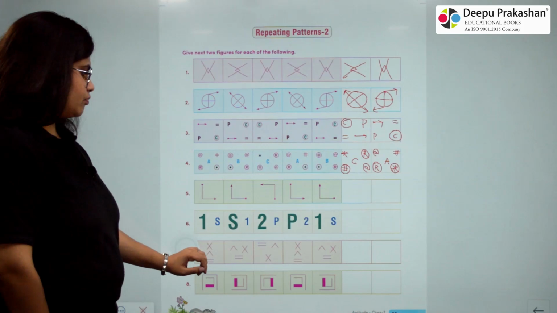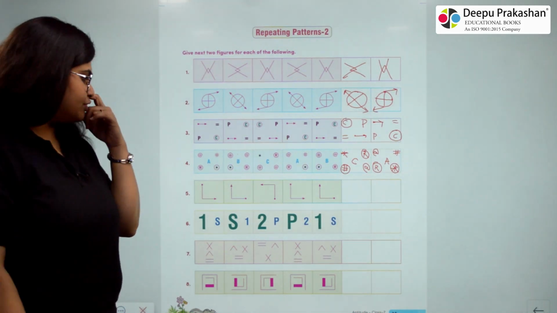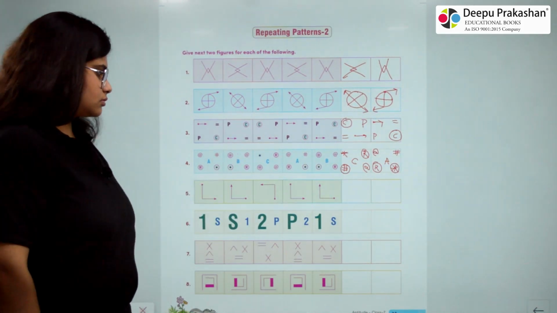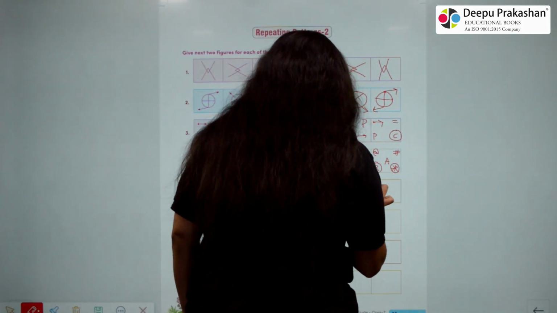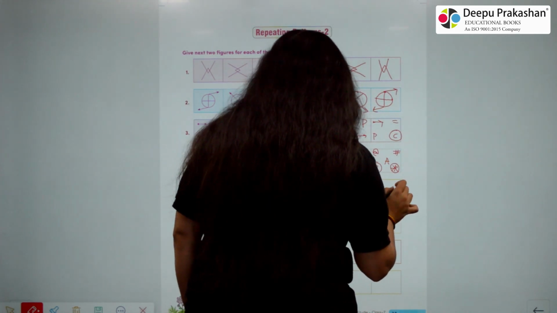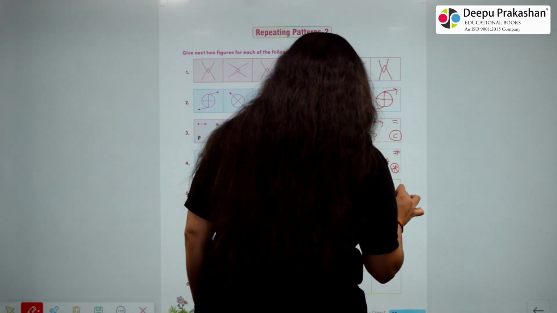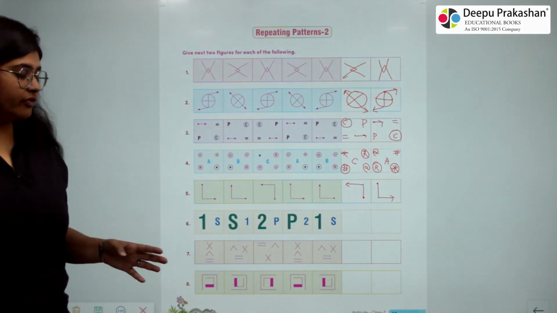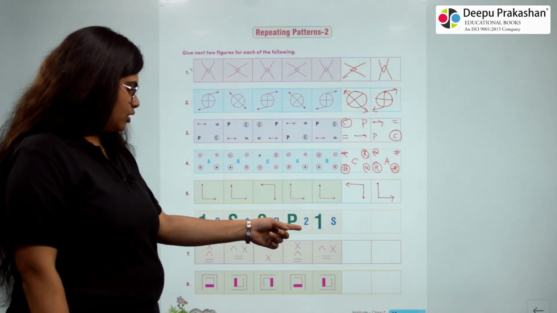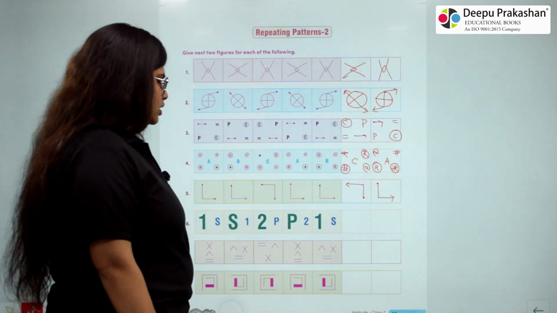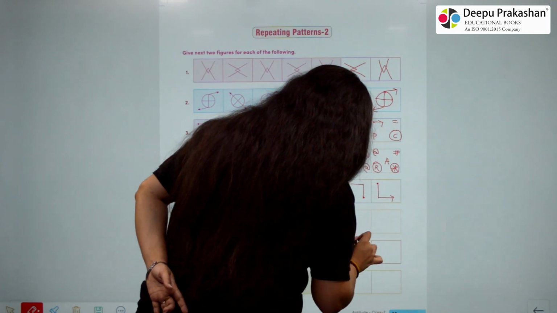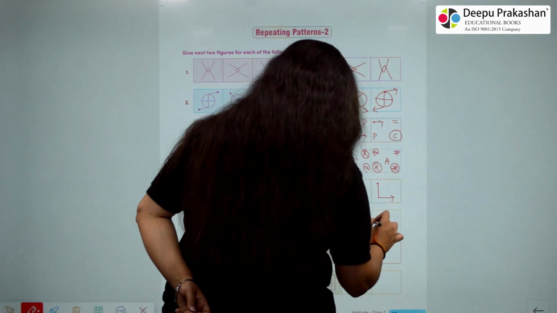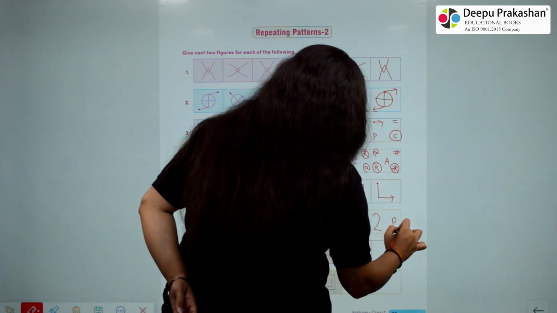5. Here also we have three types of figure, 1, 2, 3, then 1, 2. So after 2, the third figure will come, and after 3, the first figure will come. 6. Here we are given 4 figures, 1, 2, 3, 4, then again 1. So after 1, the second figure will come, that is big S, small 1. And after that, the third, that is big 2, small p.